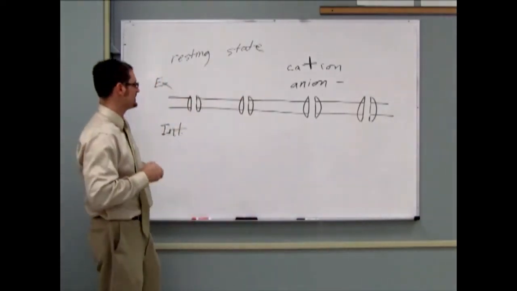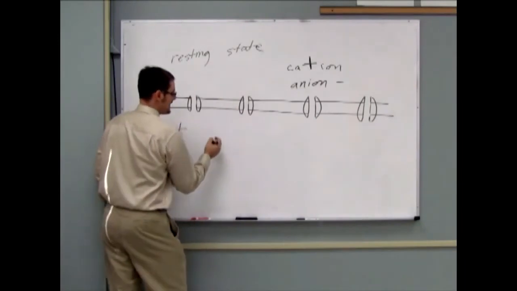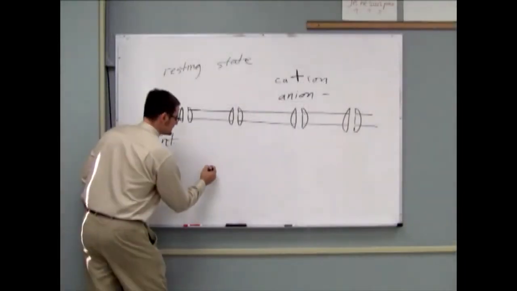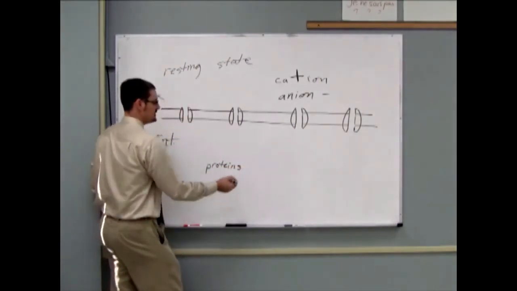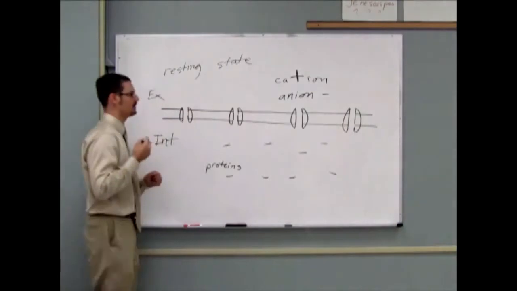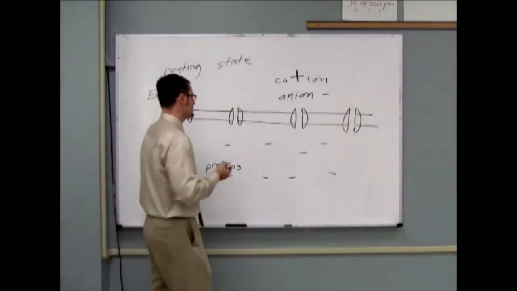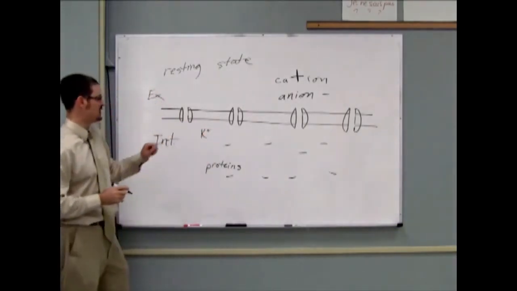When at rest, the axon has a negative charge. The major reason is that it has proteins, and these proteins are negatively charged. There's also a considerable amount of potassium, and potassium is a cation.